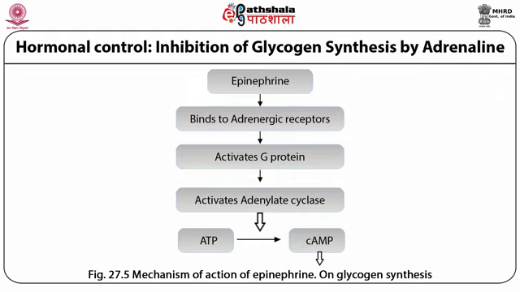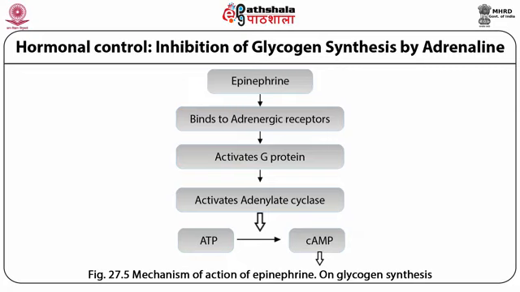First, we will study the inhibition of glycogen synthesis by adrenaline. Glycogen synthesis and glycogenolysis are regulated by hormones. When the level of blood glucose falls, alpha cells of the pancreas secrete glucagon. Glucagon stimulates glycogenolysis inside the liver. Glycogenolysis releases glucose into the bloodstream to improve blood glucose level again.